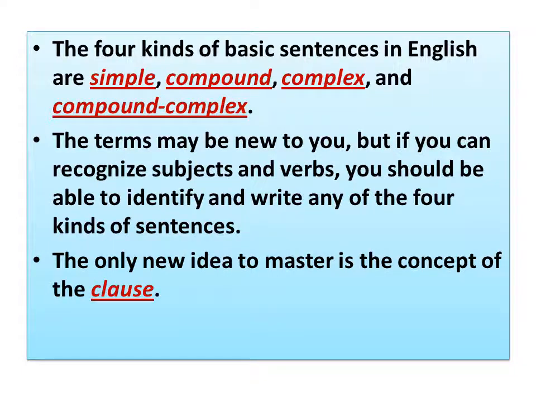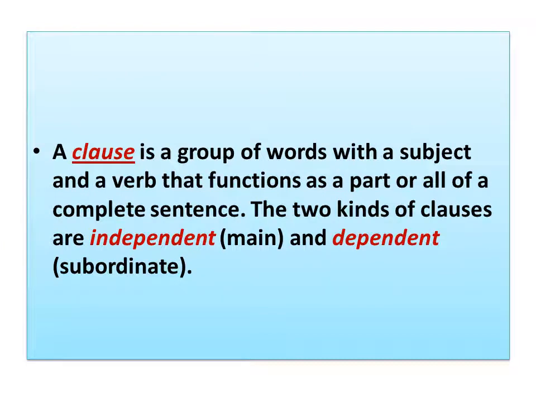Let's see. A clause is a group of words with a subject and a verb that function as part or all of a complete sentence. The 2 clauses are independent أو main, dependent أو subordinate. يبقى الكلوز دي عبارة عن group of words، مجموعة من الكلمات، فيها subject وفيها verb. الكلوزز عندي نوعين، يا إما independent ليها اسم تاني main، يا إما dependent ليها اسم تاني subordinate. نشوف الفرق ما بينهم.